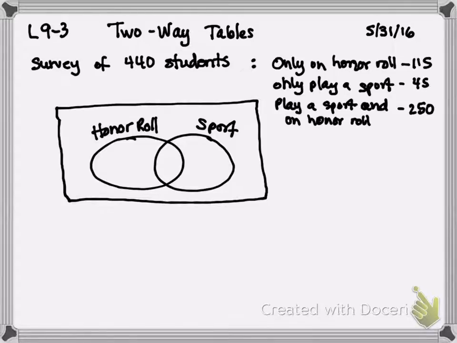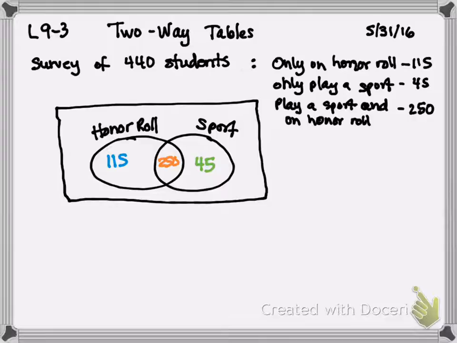So where does the 115 go? Say again? Honor roll. Okay, but honor roll has 2 pieces to it, right? It's got a big part of the circle, well, it's more of an oval, sorry, and then it has a portion of the oval that overlaps. So it's on the bigger one. So these are people who are purely doing honor roll, okay? And then where does the 45 go? Okay, so on the big part of sports. And where does the 250 go? In the middle.